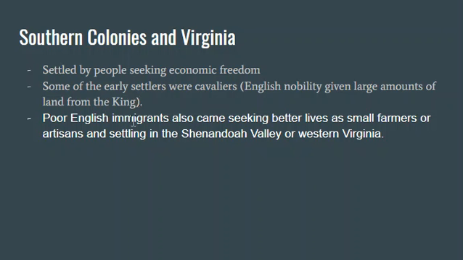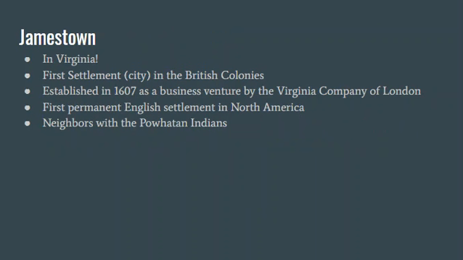There were also poor English immigrants who came to North America, and they were small farmers or artisans, and they settled along the Shenandoah Valley or Western Virginia. The very first settlement in the British colonies is Jamestown, which is actually in Virginia. It was established in 1607 as a business venture by the Virginia Company of London. It was the first permanent English settlement in North America, and their neighbors were the Potawatomi Indians.